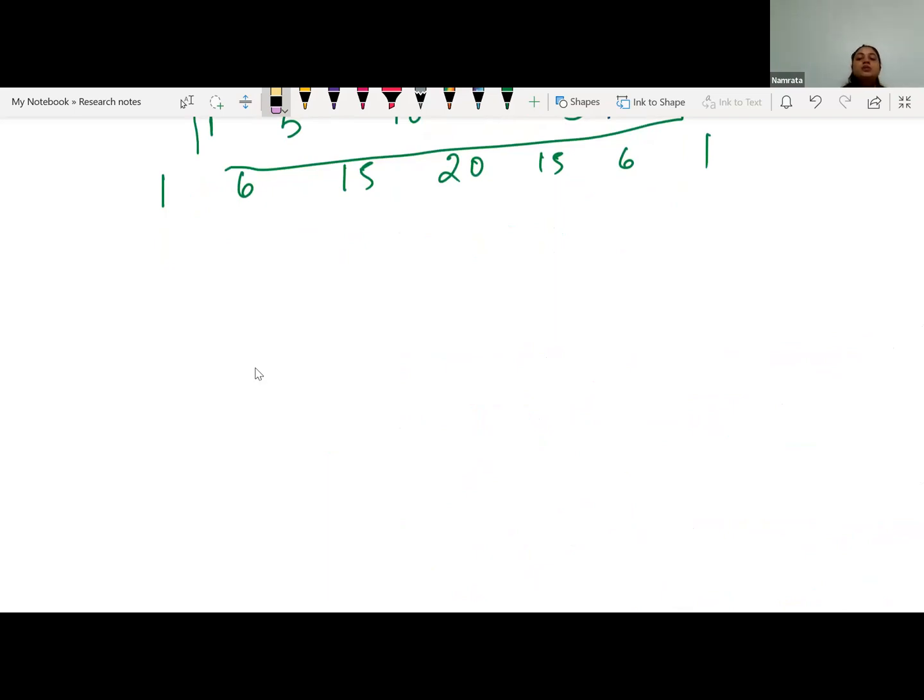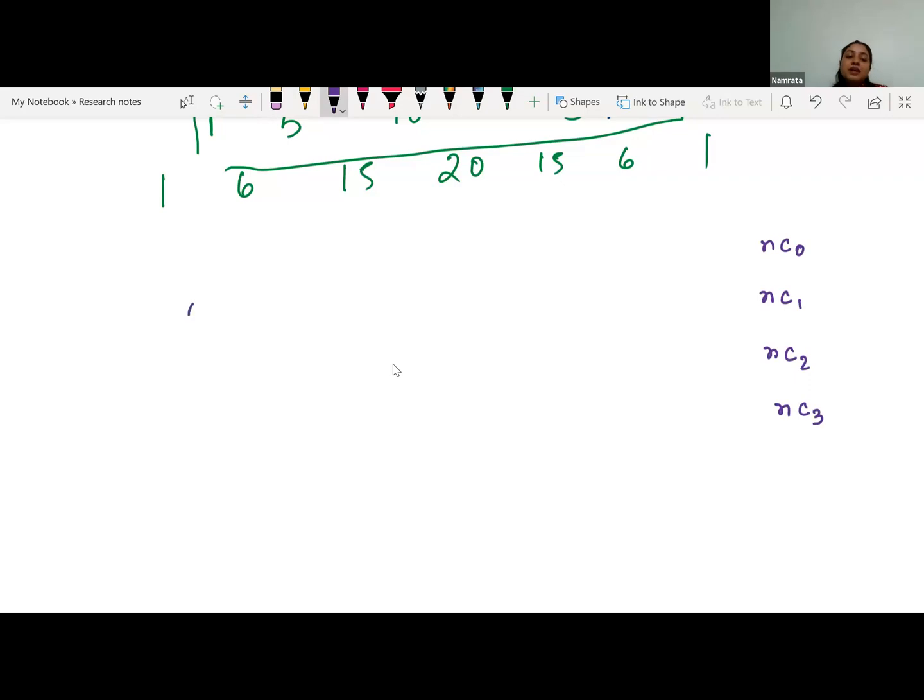Now you already know how to find the combination; the permutation and combination chapter we have already done. So you already know that, and how to find nC0, how to find nC1, how to find nC2, how to find nC3. These concepts we are going to use over here.